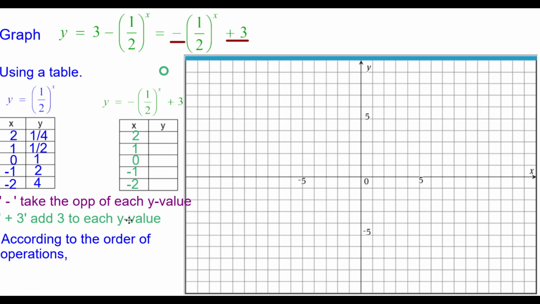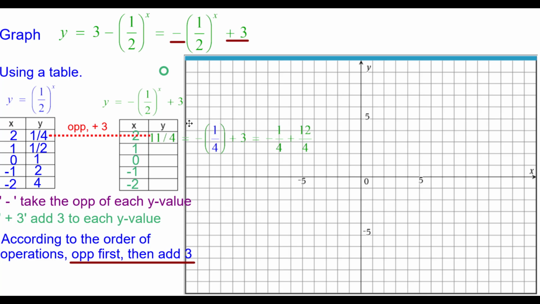But the order of operations tells us which way to do these, and we always take the opposite first, add 3 second. So doing that, the opposite of 1/4 plus 3, we're going to show that calculation over here. That's -1/4, and think of 3 as 12/4, so that we get 11/4. So plot 2, 11/4. We suggest that you pause, finish the table in the graph, and resume when you're ready.